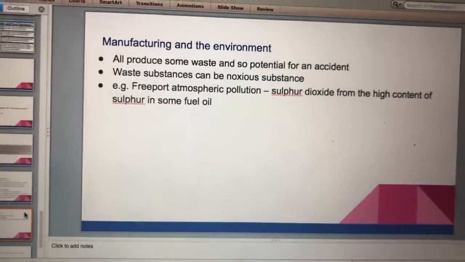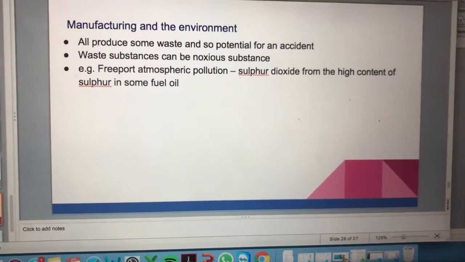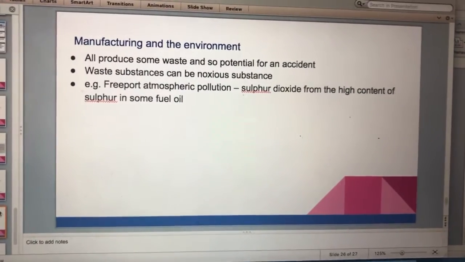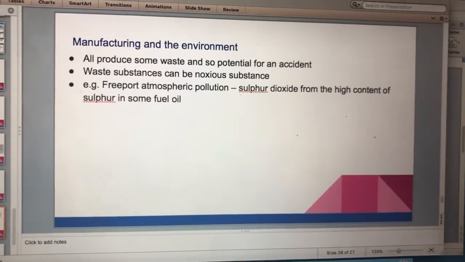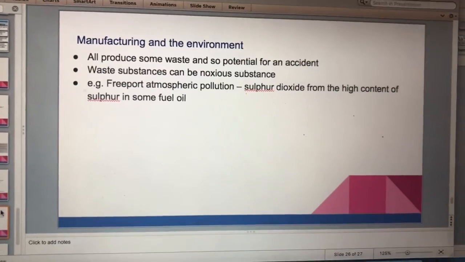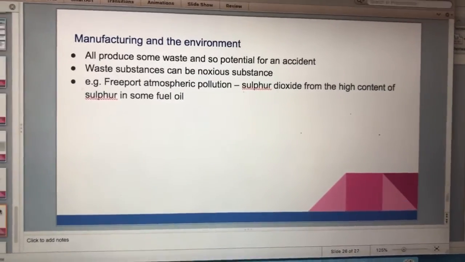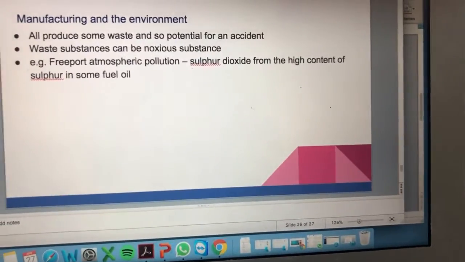Manufacturing, let's fix it. As I said, this always produces some sort of waste, which then leads to a potential for an accident. Waste substances can be noxious substances, for example in Freeport, the atmospheric pollution of sulfur dioxide from the high sulfur content in some fuel oil. Okay, so this has been noted and recorded, and the government have tried to act upon that.